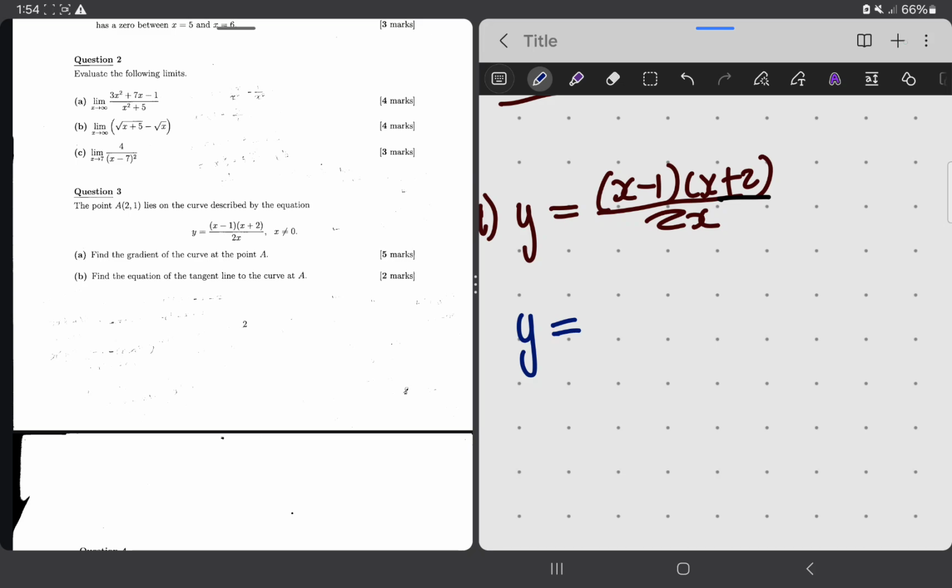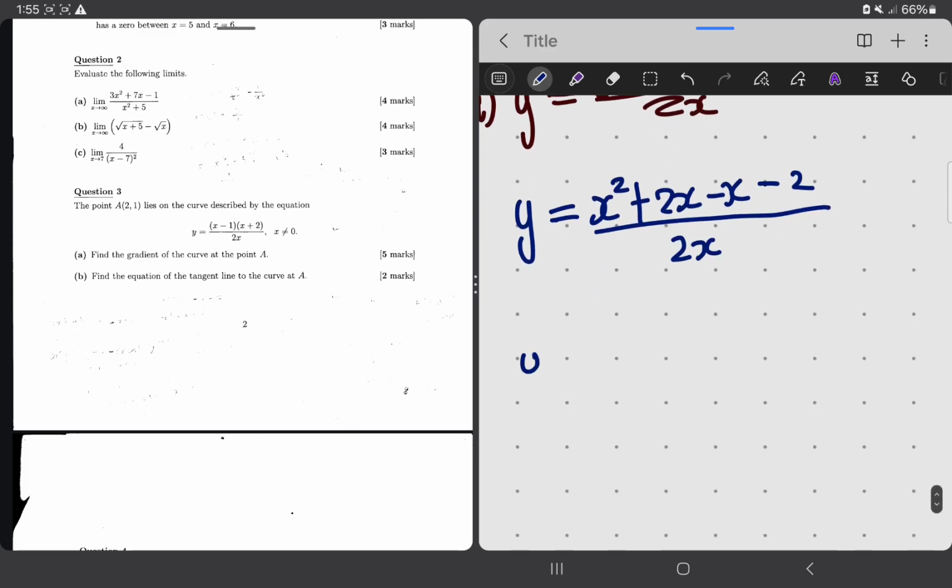Because we know how to differentiate when it's just x squared and so on. So x times x is x squared. x times 2 is plus 2x. Minus 1 times x, because you take this x, it multiplies everything, then you take this minus 1, it multiplies everything. Minus 1 times x is minus x. Then minus 1 times 2 is minus 2. And it's all over 2x.